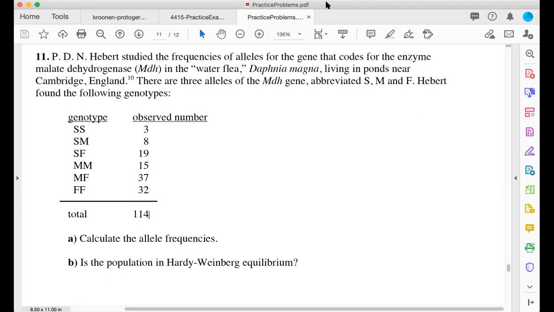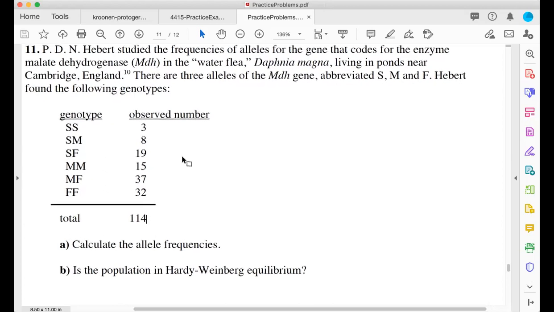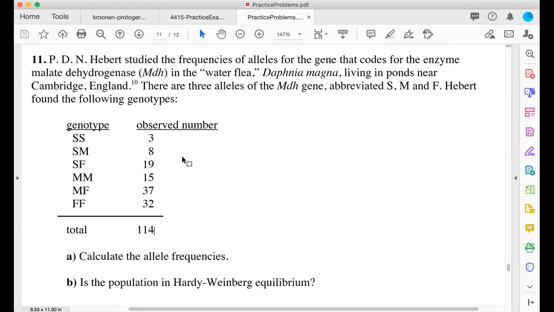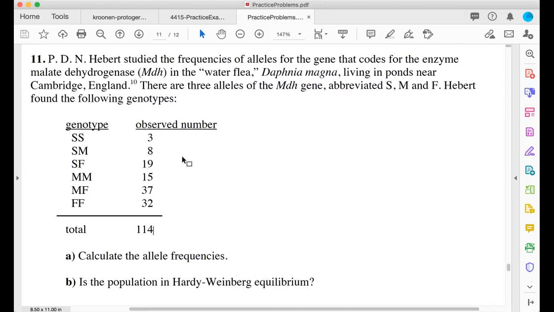So look at question 11. It's about a gent named PDN Hebert or Herbert, or if he's from Louisiana, where I'm from, Hebert. And he studies the frequency of alleles for a gene in Daphnia. Daphnia is sometimes called the water flea. We use them in our 1400 class in a lab that we do.